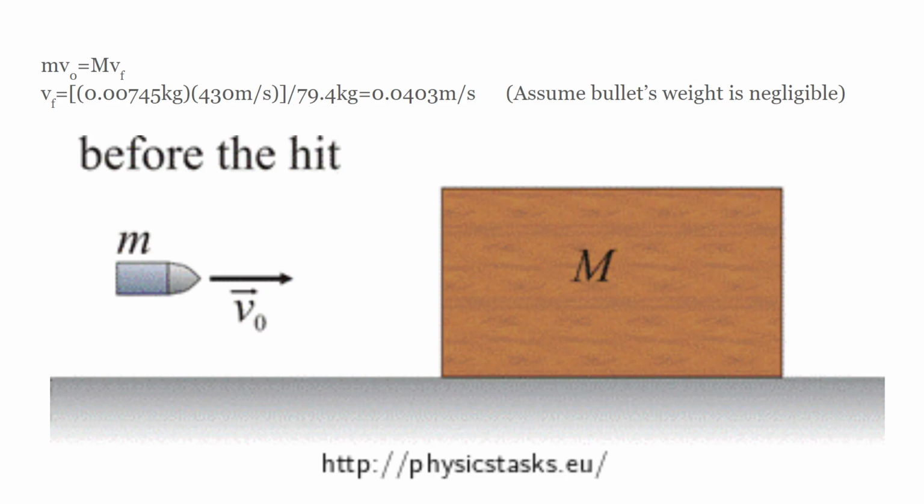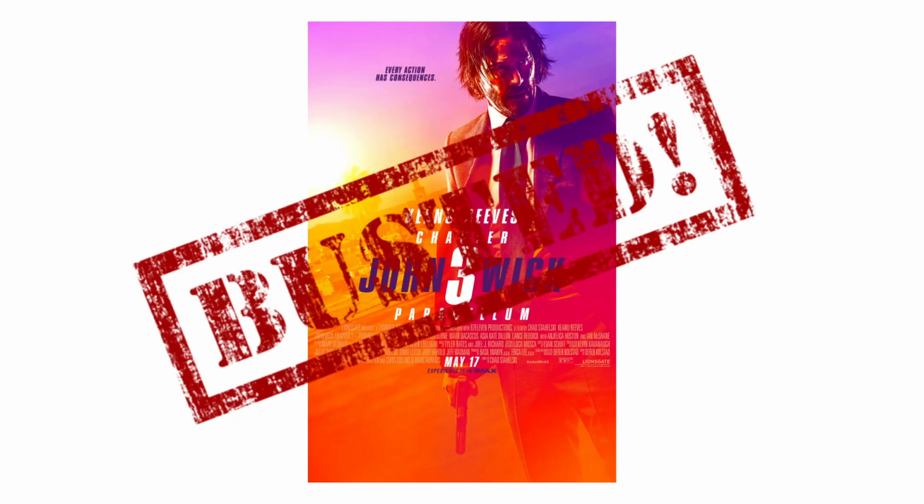And that is very slow. That is not even walking speed. So definitely it wouldn't knock you off your feet. But still, we're just looking at it from a basic standpoint, just to get into this idea of using momentum and how we can apply simple physics in real life. So yeah, now we can say John Wick 3 is sort of busted as well.